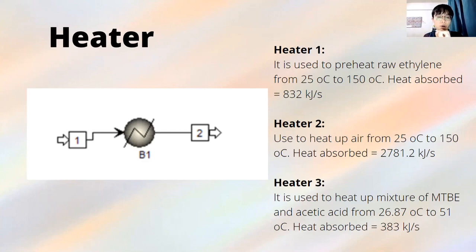The heat that is required to be released from the hot steam is 2781.2 kilojoule per second. While heater 3 is used to heat up the mixture of MTBE and acetic acid from 26.87 degrees Celsius to 51 degrees Celsius. The heat that is required to be released from hot steam is 383 kilojoule per second.